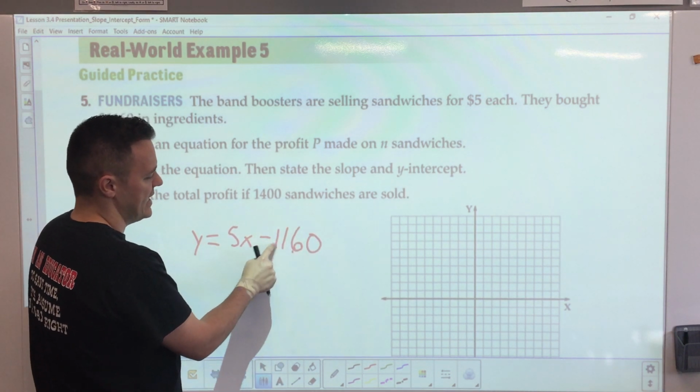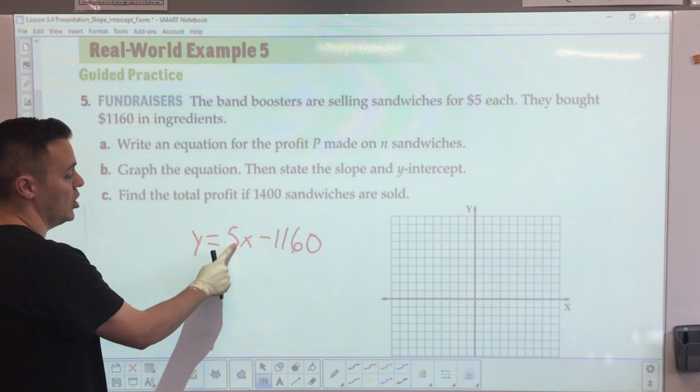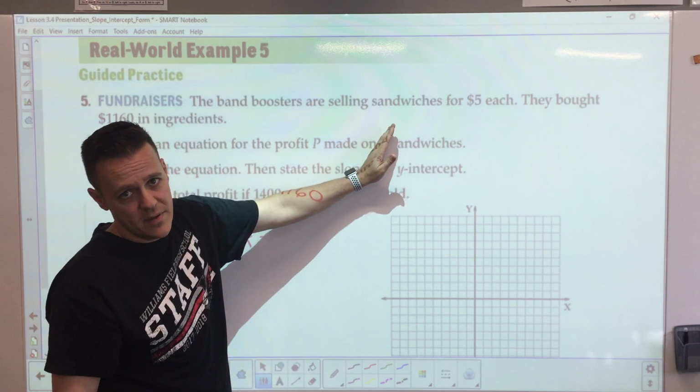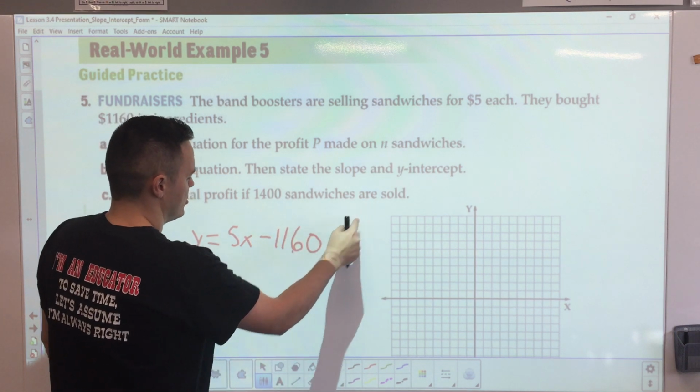Well, the y-intercept is negative 1,160. And what is the slope? The slope is 5, positive 5. So for every one they sell, the rise is going to be 5 up over 1. Find the total profit if 1,400 sandwiches are sold.